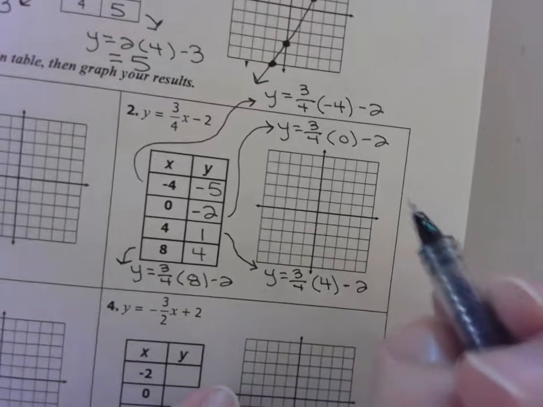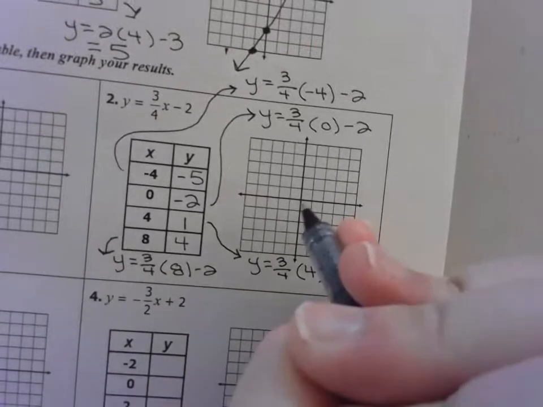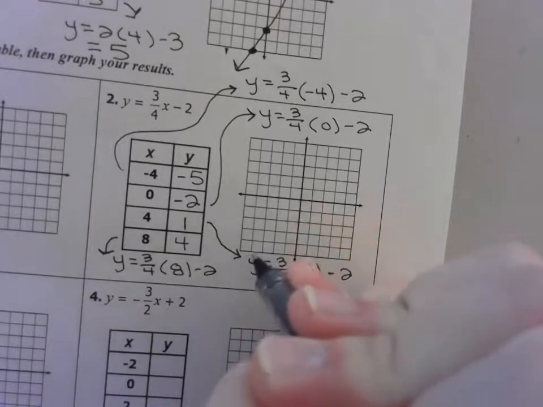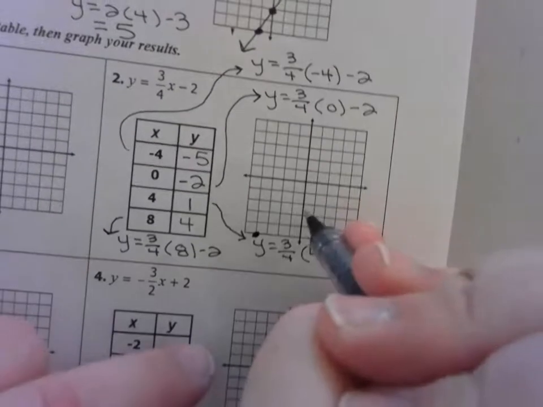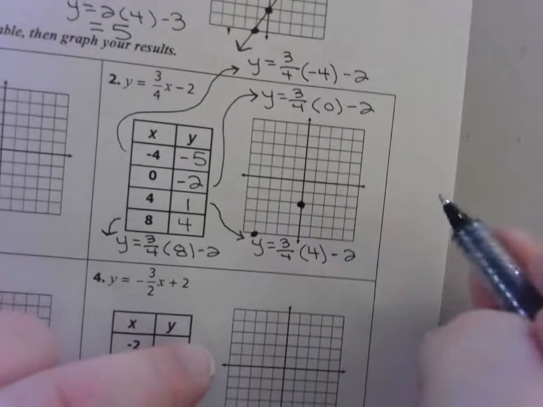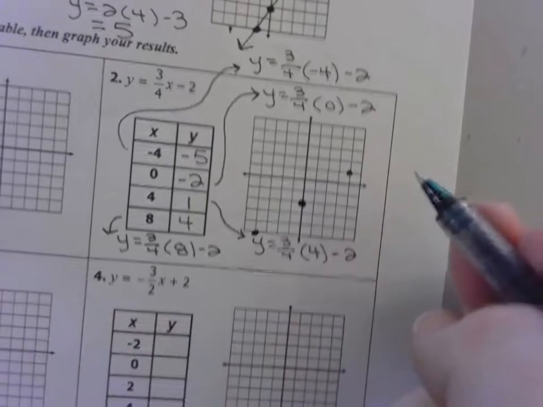Okay, let's graph. Can we do the backside after this? Yep, just a second. Let's graph the points. -4, -5. So left 4, down 5. Should make a straight line for today. 0, -2. We can't go over. 4, 1. We can't go over.